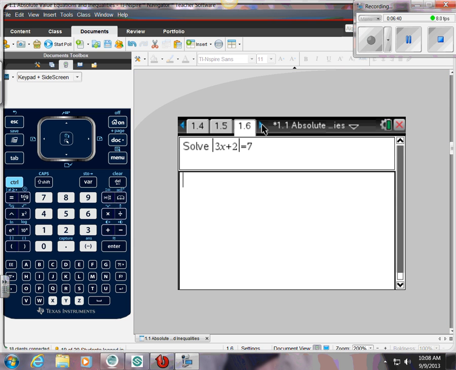Okay, so a lot of you are making the same mistake. When we go from the one absolute value equation to the two equations, those absolute value signs disappear. They're not there anymore. So you should have 3x plus 2 equals 7. Notice it's just an equation, not an absolute value equation. And then your other equation is 3x plus 2 equals -7.